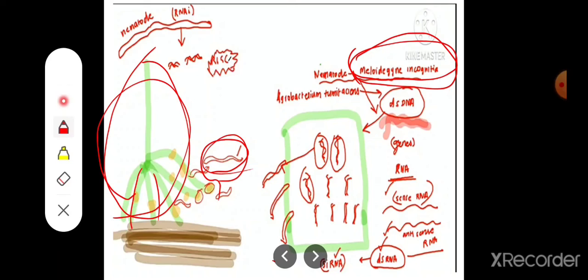Clear? And what happens to this double stranded DNA? This double stranded DNA will form double stranded RNA.